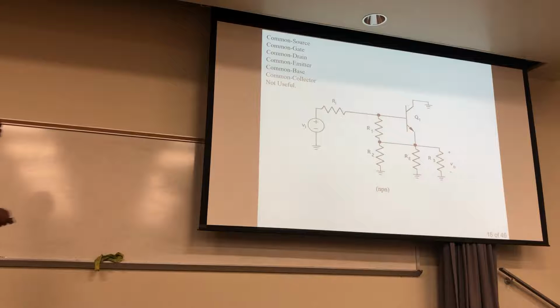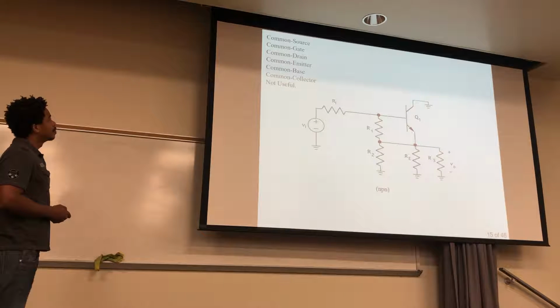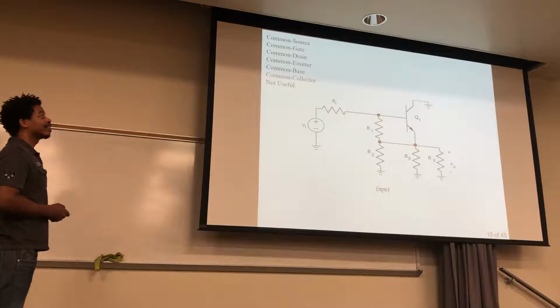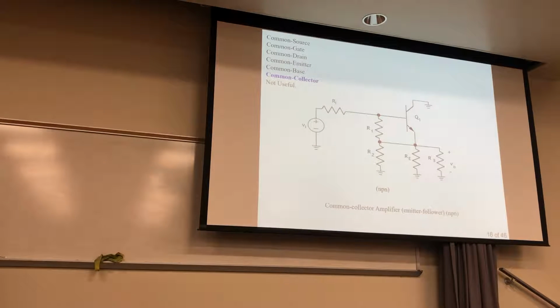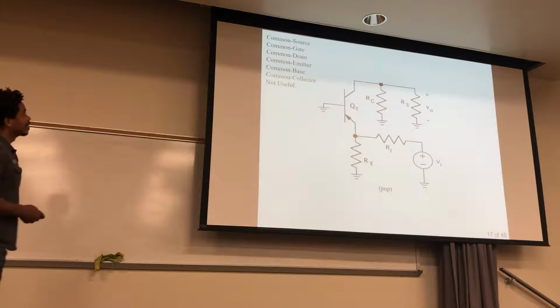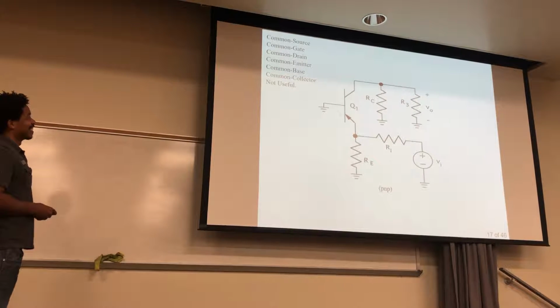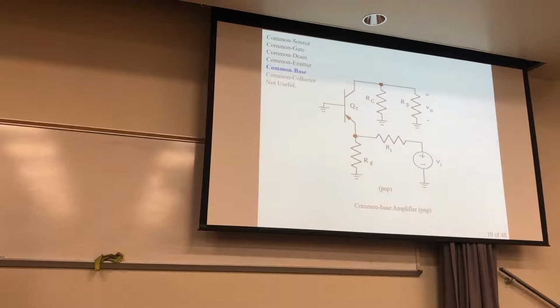Here's another one. Common collector. Is it useful? Yes. Yeah, that's coming into a base. Common collector. Here's another one. Now it's rotating now. Yeah, what about this one? It's useful. Common base. And you think it's useful? Yeah. Correct.